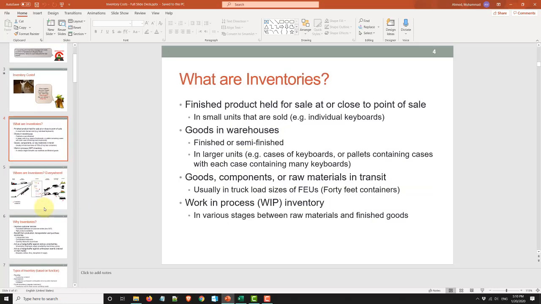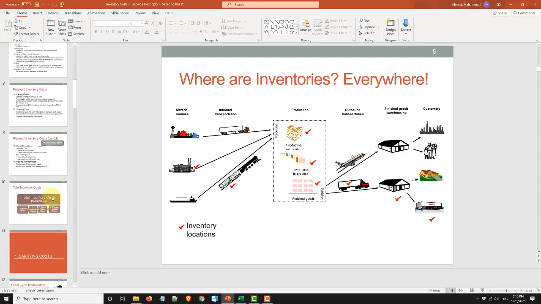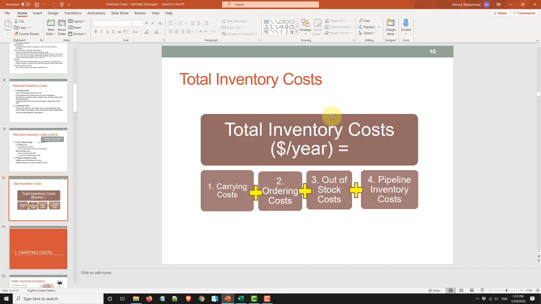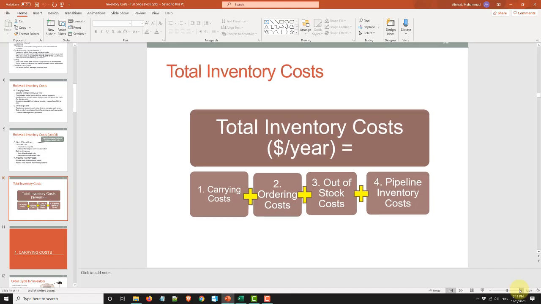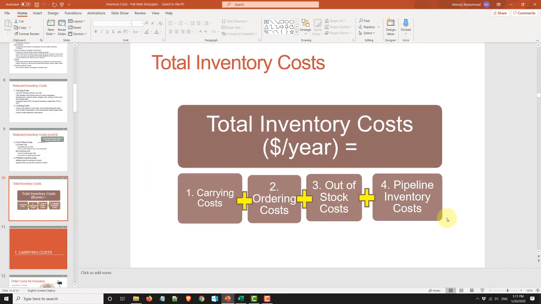Okay, so I'm assuming you know what inventories are, why we have them, all of that nice stuff. This is basically what is our focus today: to calculate total inventory costs in dollars per year for either one item, one SKU, or a group of items or group of SKUs. And when we talk about the formula, I'll talk about how we can use it for a group. But basically, our total inventory costs in a whole year are going to be based on four different things.